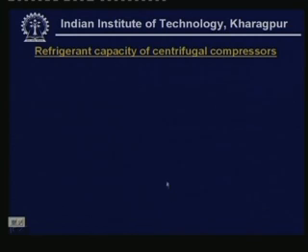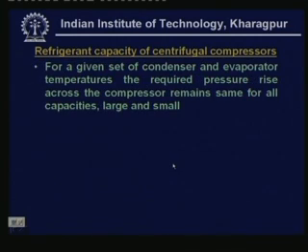Now, let us look at the refrigerant capacity of centrifugal compressors. For a given set of condenser and evaporator temperatures, the required pressure rise across the compressor remains same for all capacities large and small. That means, if you fix the evaporator and condenser temperatures, obviously evaporator pressure and condenser pressure are fixed. So, the pressure difference across the compressor also remains fixed. This is irrespective of the capacity.